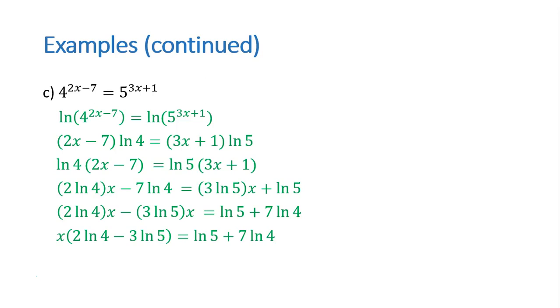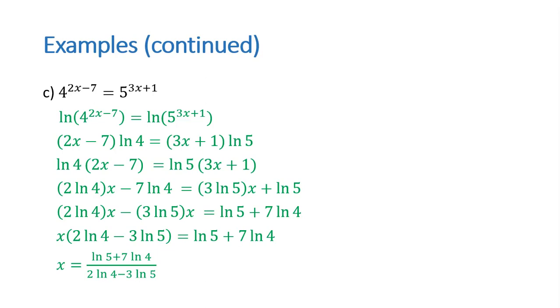So this is essentially the same situation. So the only other step we need to do to get x by itself is we need to divide by that big natural log factor that we're multiplying by. So if we divide both sides by what's currently multiplied by the x, we get x is equal to the natural log of 5 plus 7 times the natural log of 4 divided by 2 times the natural log of 4 minus 3 times the natural log of 5. That is our exact answer. And that's as simple as it's going to get in this situation.